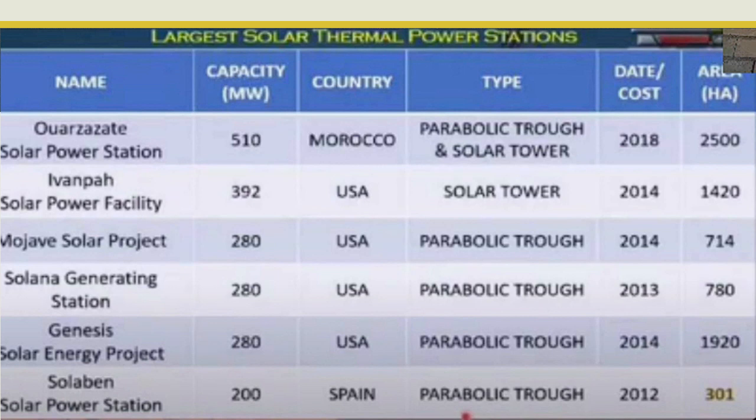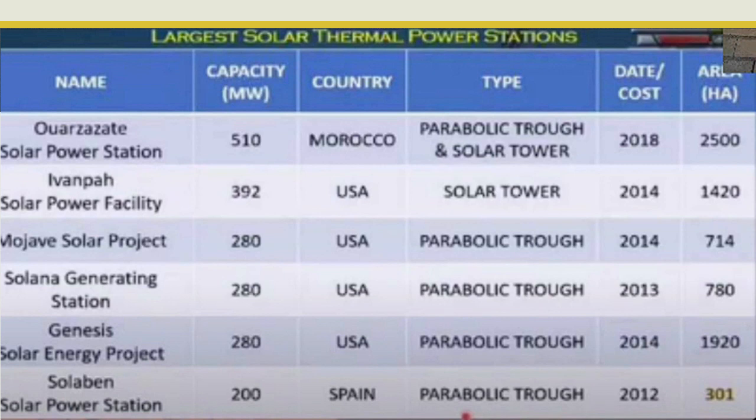which were made in the USA over the span of 2013 to 2014 with areas from 714 hectares to 1,920 hectares. Now we also have the Solaben solar power station, found in Spain, that can produce 200 megawatts and uses parabolic troughs. It was made in 2012 and only uses a space of 301 hectares.